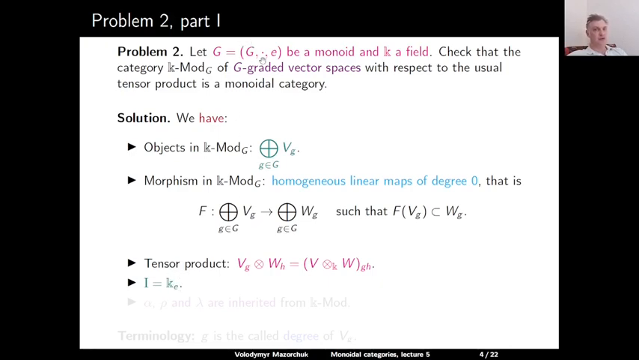e is the identity of our monoid G, and it is one-dimensional in that degree. So we have our field K, which is homogeneous of degree e. And the structure maps, the associator alpha and the two unitors rho and lambda, are inherited from the category of all K vector spaces. And we already used the terminology that V sub g is the homogeneous component of degree g.